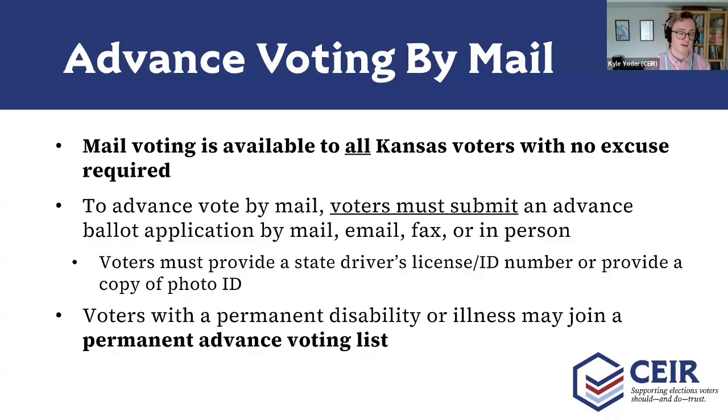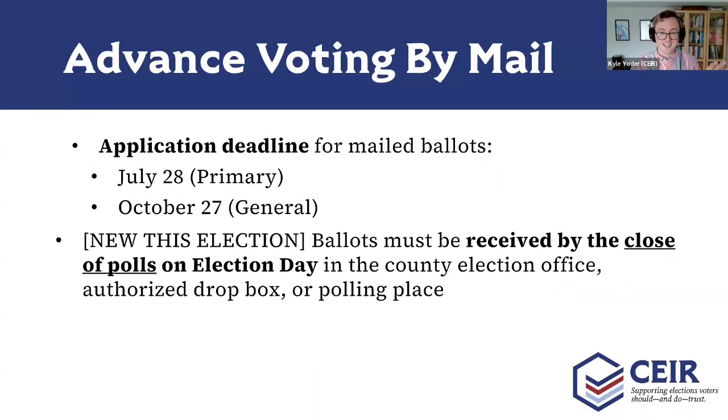And voters with a permanent disability or illness do have the option as part of that application to join a permanent absentee voting list. Folks on that list don't have to submit an application time and time again for every election. They will automatically receive a ballot in the mail if they are appearing on that list. The deadline to apply for that ballot or to apply to join the permanent absentee list for the primary election is July 28th. For the general election is October 27th.